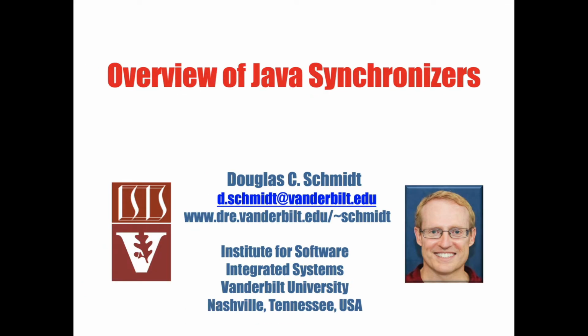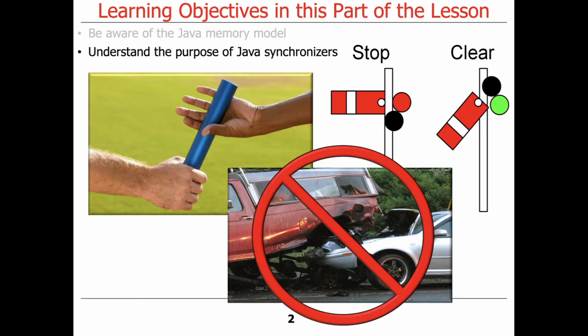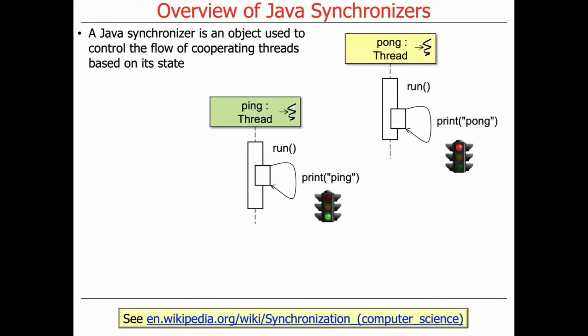So at long last, we're finally ready to transition into our coverage of Java synchronizers. I'm going to start by giving you a high-level overview of what synchronizers do and what problem they solve. And of course, keep in mind the discussion we just had about the Java memory model, and how the things that Java synchronizers do are there to address some of the intentionally weak and generous behavior semantics in the memory model.